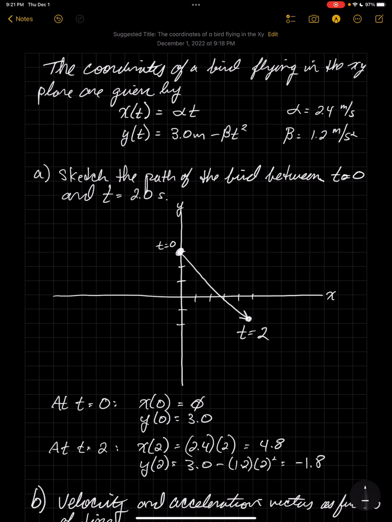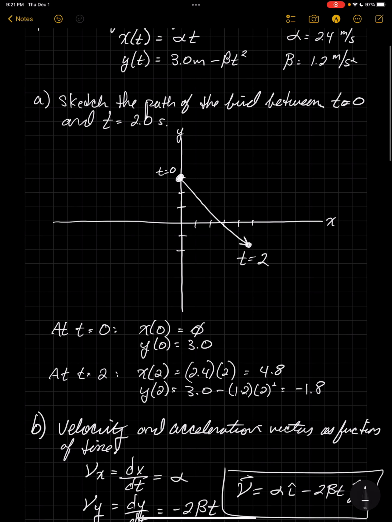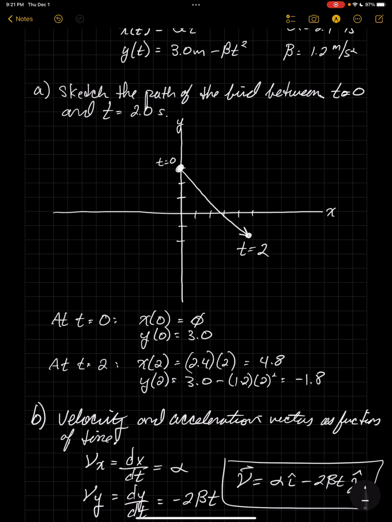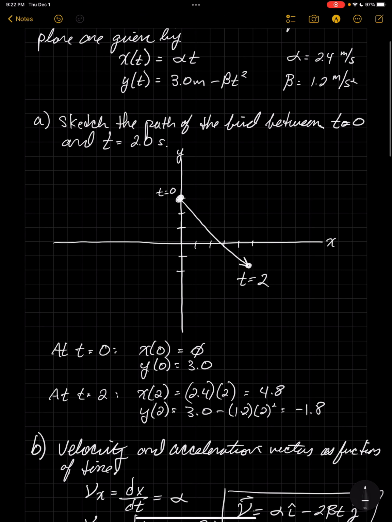So the first thing that we're interested in doing is sketching the path of the bird as it travels as time goes from t equals 0 to t equals 2 seconds. You can see here that I've drawn the xy plane, and I can calculate the position of the bird in both the x and y values at time t equals 0 and time t equals 2 seconds. So at time t equals 0, x of 0 is just 0 because x of t is given by alpha times t, and y of 0 is equal to just 3 meters.